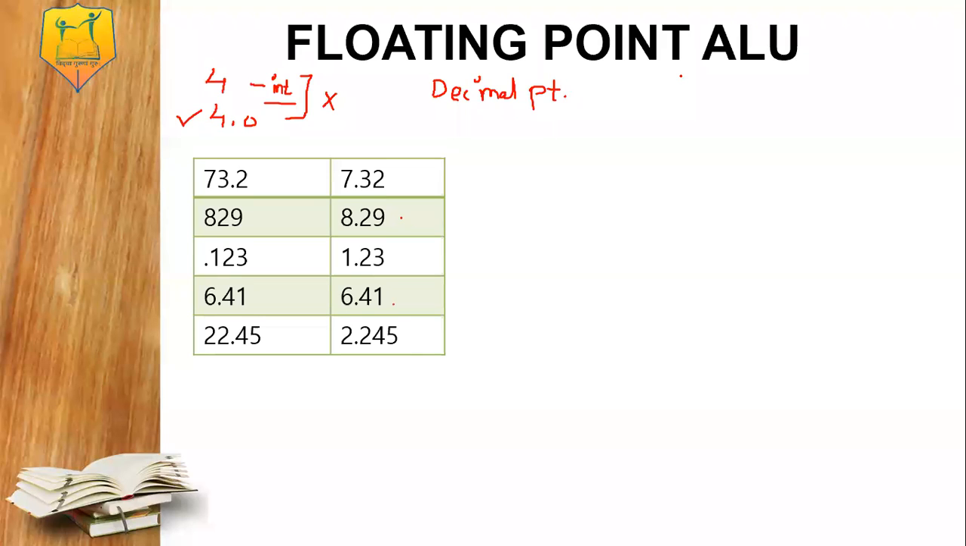Our floating point number, no issues. But before the decimal point, if we see carefully in the second column, 7 point, 8 point, 1 point, 6 point and 2 point. Okay. So these are not called floating point numbers. These are called fixed point numbers because here the point is fixed. It is fixed after one digit. So that's why it is known as the fixed point number.